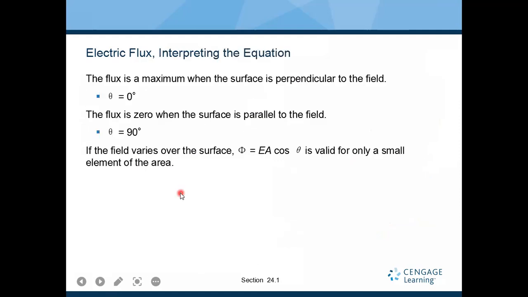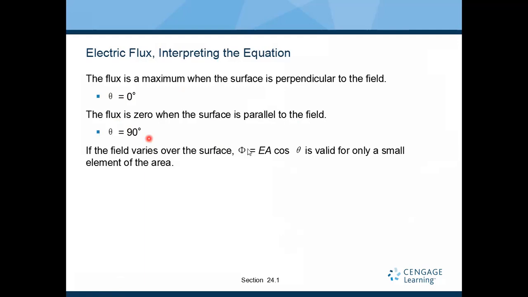So, interpreting the equation for electric flux, the flux is maximum when the surface area is perpendicular to the field. That means if theta equals 0 degrees, then cos 0 degrees equals 1. This is why we get the maximum electric flux. The flux is 0 when the surface is parallel to the field. That means if theta equals 90 degrees, then we must know cos 90 degrees equals what? 0.